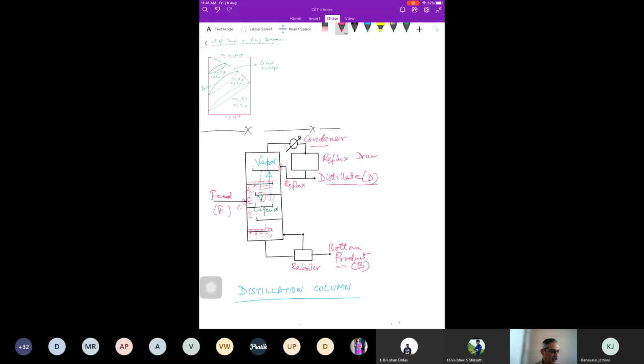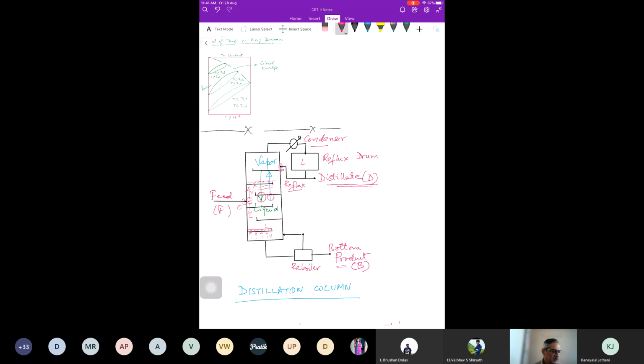The vapor rises through the column to the top. It is condensed in the condenser, and this is liquid. Liquid is partly sent back to the column as a reflux, and partly it is taken out as a product. So this liquid is coming down from the column, and the vapor is going up in the column.